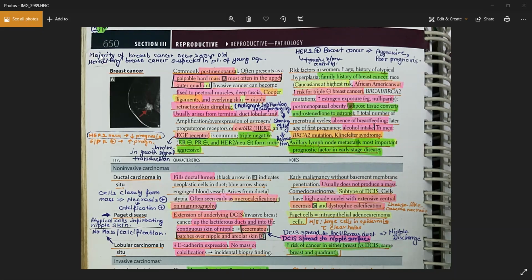Most of the time these cancers arise from the TDLU. Sometimes they could be associated with mutations such as the ERBB2 mutation. Remember the ERBB1 or HER1?